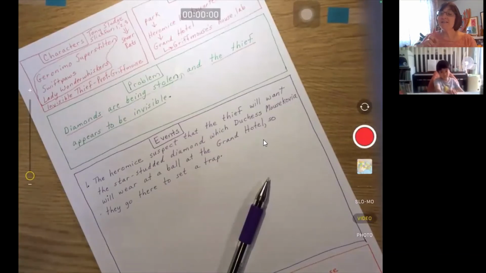So I think they suspect, or they think, that the thief is going to go to the Grand Hotel that night to try to steal that big diamond from Duchess Mousecovia. So they think, well, we will get there first. We will put up video cameras. We will all be there in our superhero costumes, and we will set a trap. We will catch the thief. That is their plan. Does it work out?